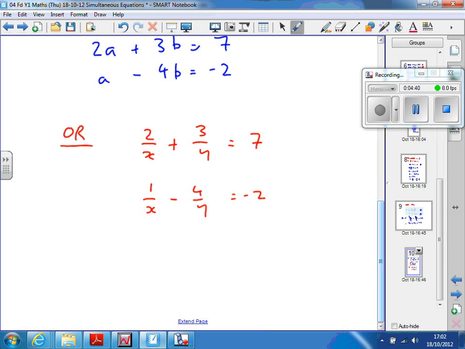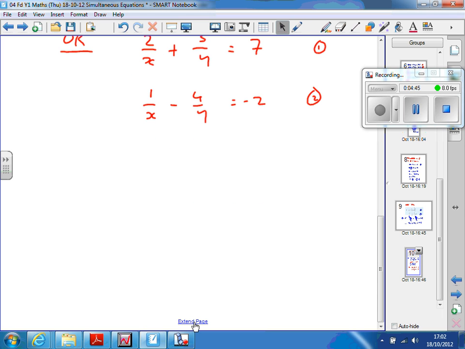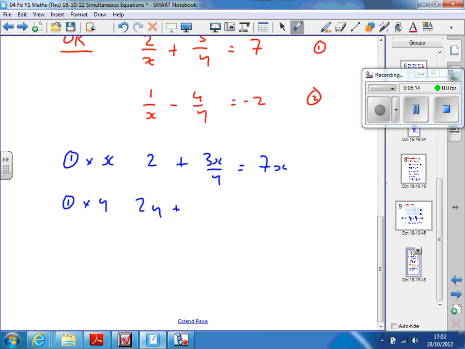Okay? So if I take equation 1 and multiply it by x, what I'm going to get is 2 plus 3x over y equals 7x. And then I'm going to multiply 1 by y to get rid of the y. 2y plus 3x equals 7xy.